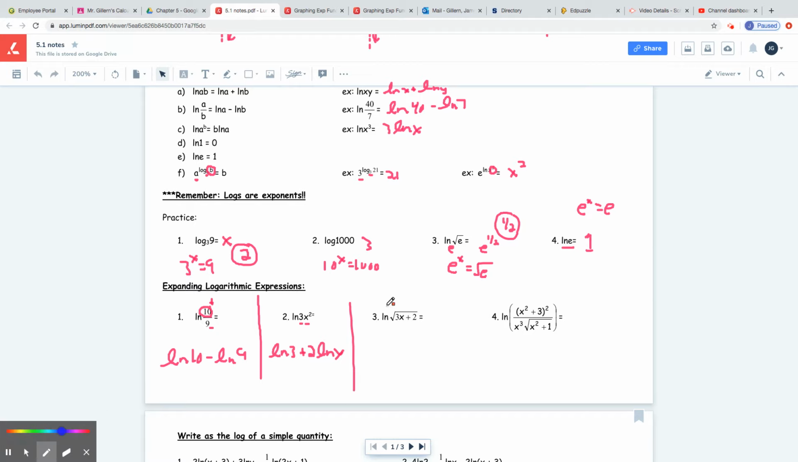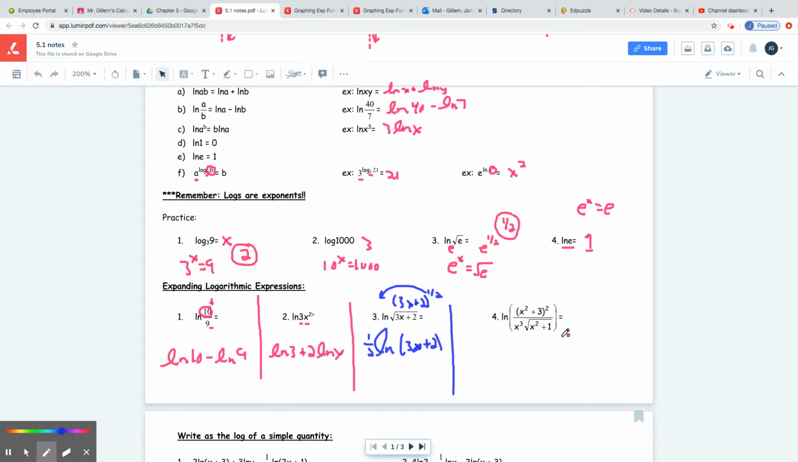For this one, this is the same thing as 3x plus 2 to the 1/2. Now, even though 3x plus 2 has 2 different terms, that's not 2 different natural logs. If something's in parentheses, it's all one thing. It just gets one natural log. Here, the 3 and the x squared, it's not in parentheses. This is 3 times x squared. So the only thing we need to do here is move this to the front. So the answer is 1/2 natural log of 3x plus 2. Nothing else you can do.